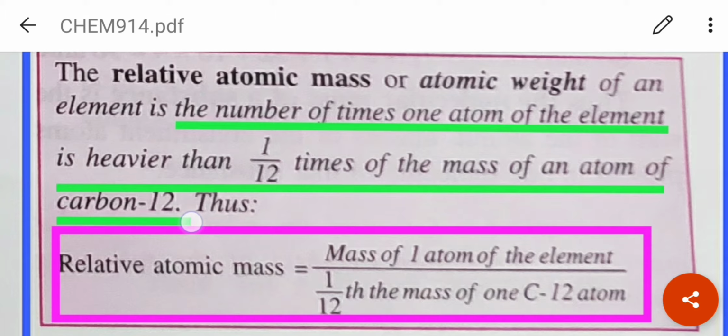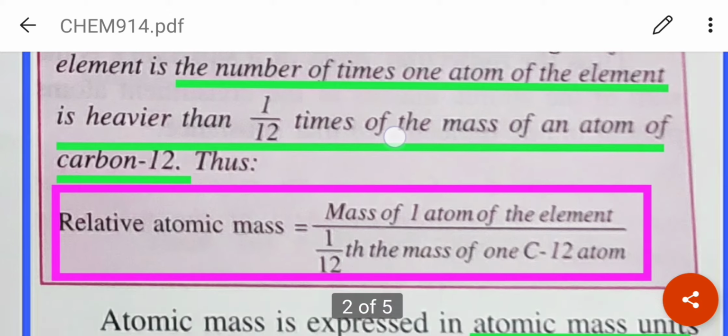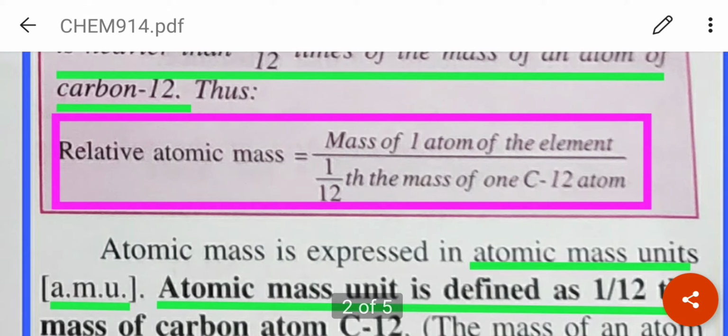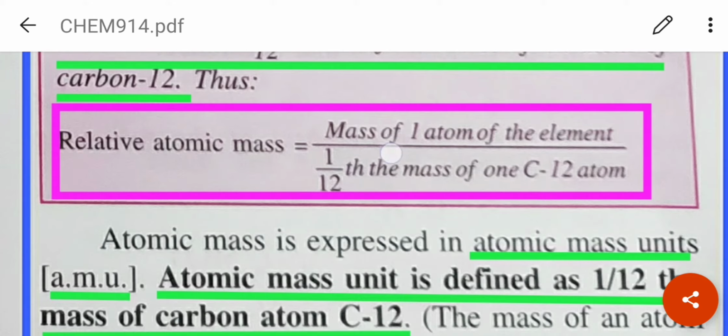Now why 12? Because you know there are isotopes of carbon, and those are 14C6, 13C6 and 12C6. So which isotope is taken here? Carbon 12. So as you can see, relative atomic mass is the mass of one atom of the element compared to 1 by 12th of the mass of one carbon 12 atom.